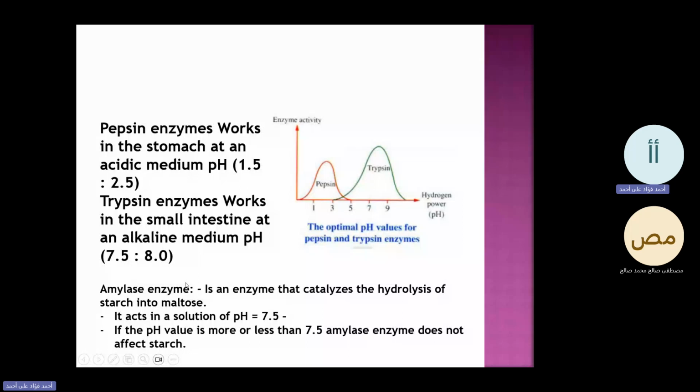So enzymes have a specific pH value to work on and a specific temperature to work on. The specific temperature at which the enzyme becomes most active is called optimal temperature. And the specific pH value at which the enzyme becomes most active is called optimal pH.